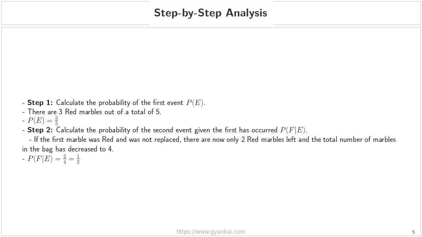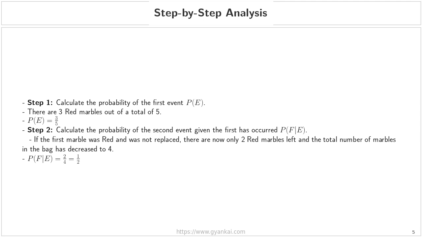Moving to step 2, we need to find the conditional probability of event F, given that event E has already happened. This is where the without replacement part becomes crucial. If we successfully drew a red marble and kept it out of the bag, we are left with only 2 red marbles, and our total count in the bag has dropped to 4.